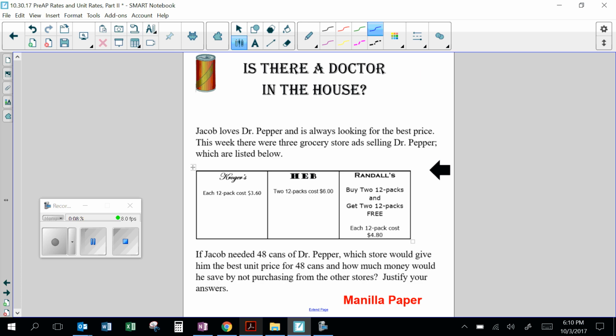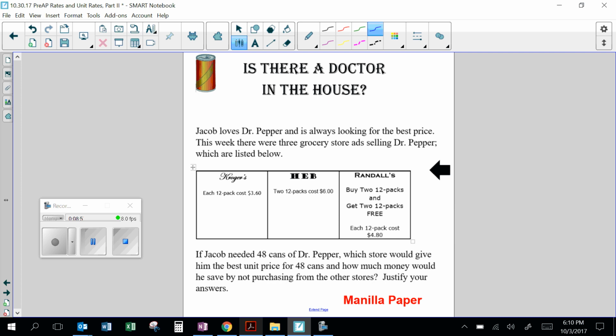So our last activity is rate. I'm not going to really go over this one because you will be doing it as a group for a grade. It's about, is there a doctor in the house? Jacob loves Dr. Pepper and is always looking for the best price. This week there were 3 grocery stores selling Dr. Pepper, which are listed below.